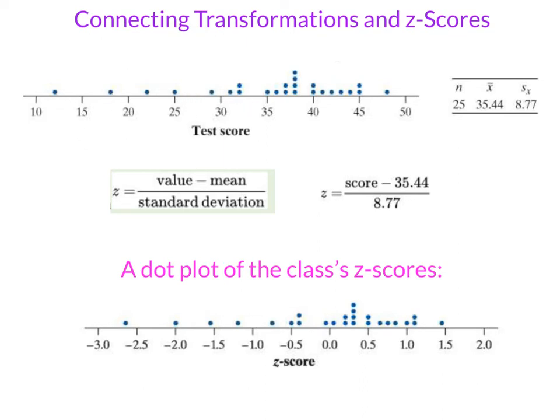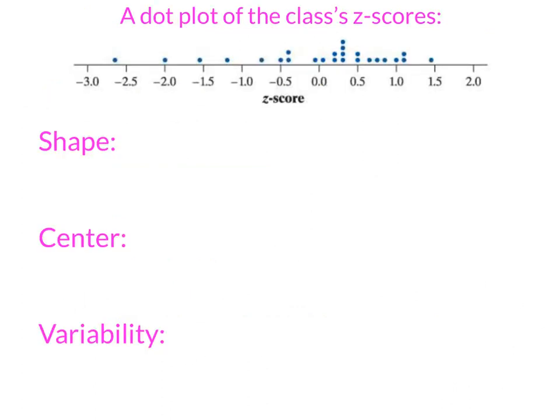So doing that, finding the z-score, plotting the z-score in a dot plot, is what we end up with down here, a dot plot of the class's z-scores. So what this is really saying is that each of these dots is however far away, standard deviation-wise, that score is away from the mean of the distribution. So let's take a look at some identifying characteristics about this new data set. Let's talk about the shape, center, and variability of the class's z-scores.